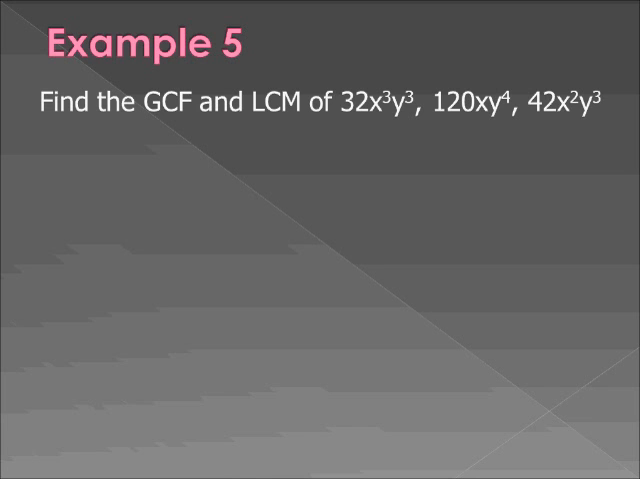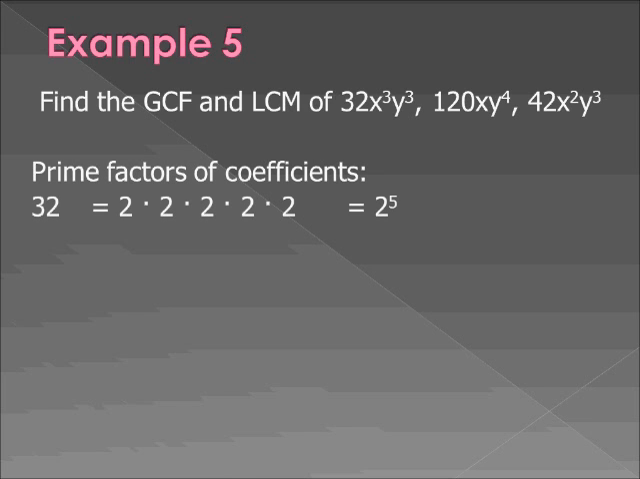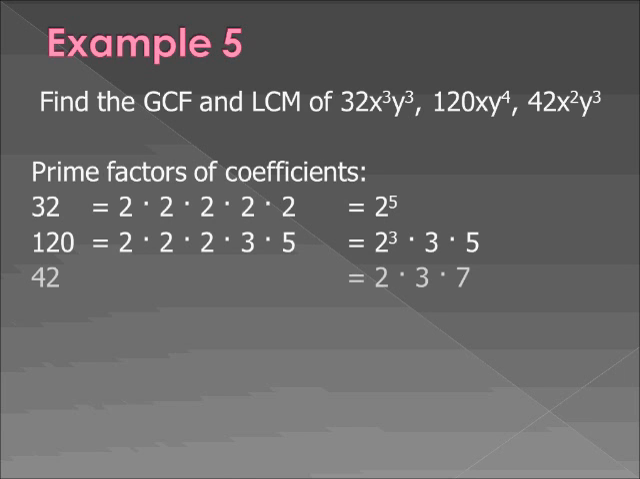Alright, so we start off with the prime factorization of the 3 coefficients. We start out with the 32, and if you factor that, you would notice that it is 2 to the 5th power. For 120, if you factor that, you will get 2 cubed times 3 times 5. Finally, for the 42, you'll get 2 times 3 times 7. There are no exponents because all the prime numbers appear only once. So that takes care of the coefficients.